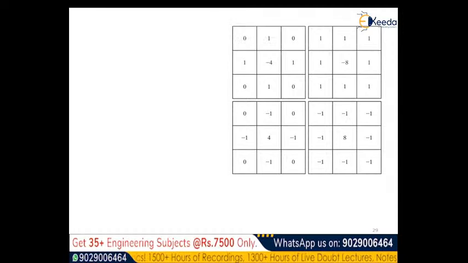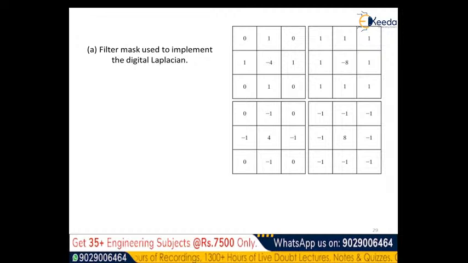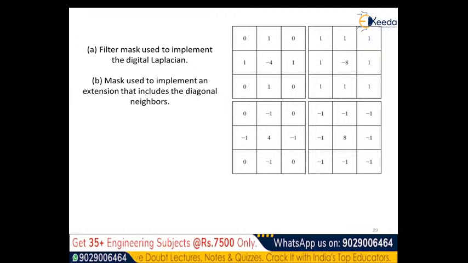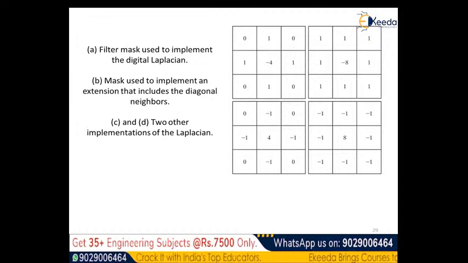We have again three parts. Part A is the filter mask to be used for the implementation of a digital Laplacian here. In part B, we have the mask used to implement the extension that includes the diagonal neighbors, and then part C and part D show other implementations of the Laplacian here. You can simply take them to be kernels. So these are the various mask options that we can prefer for sharpening of the image here.